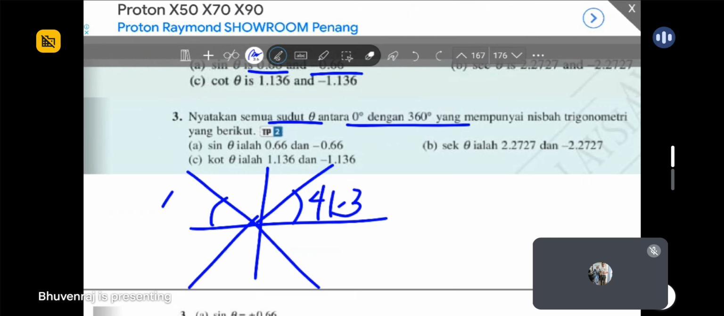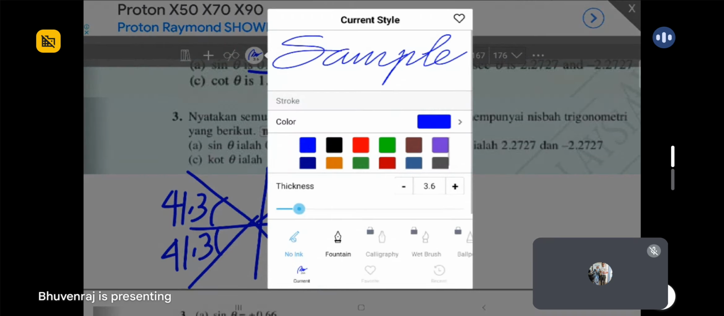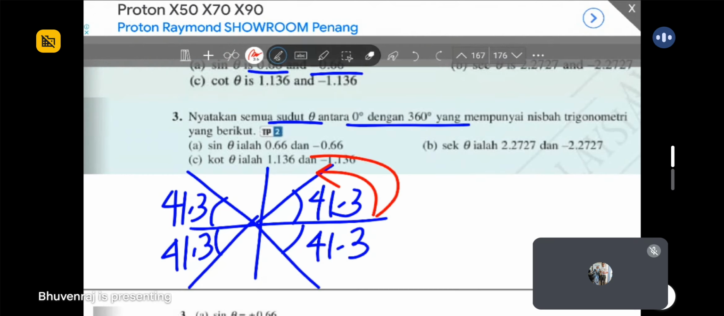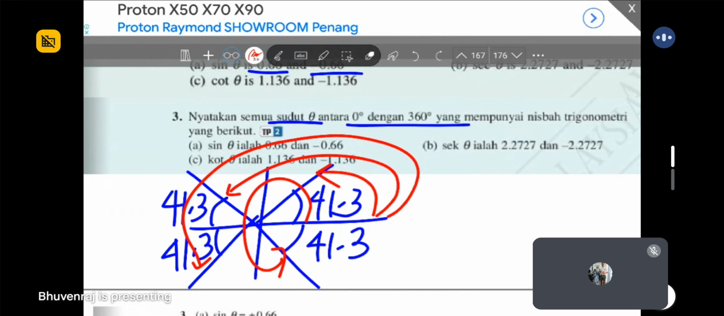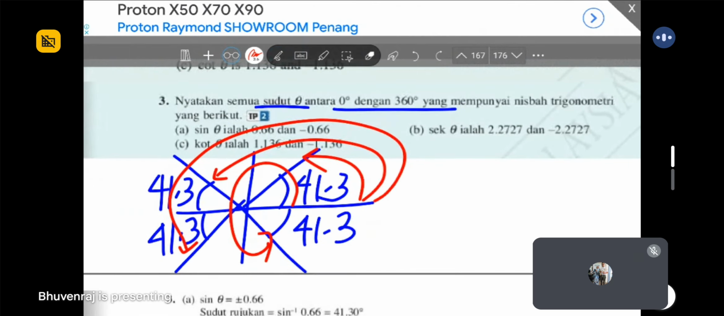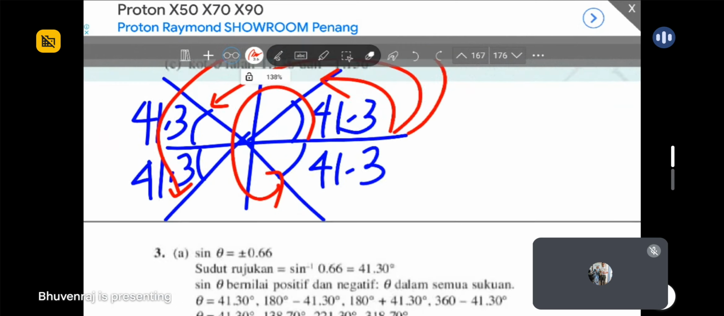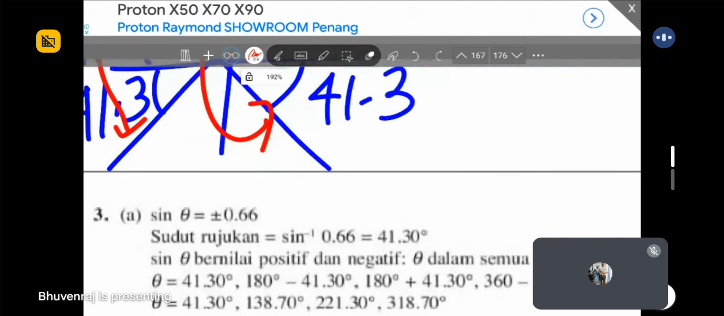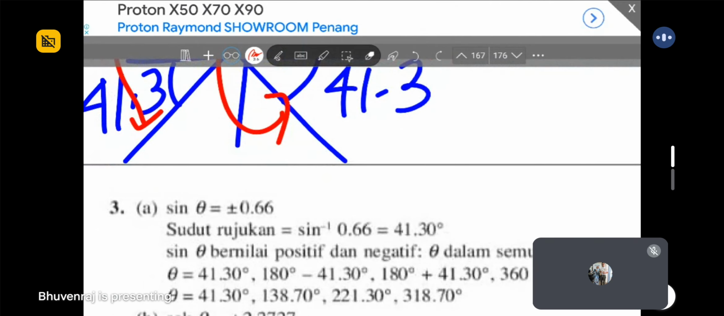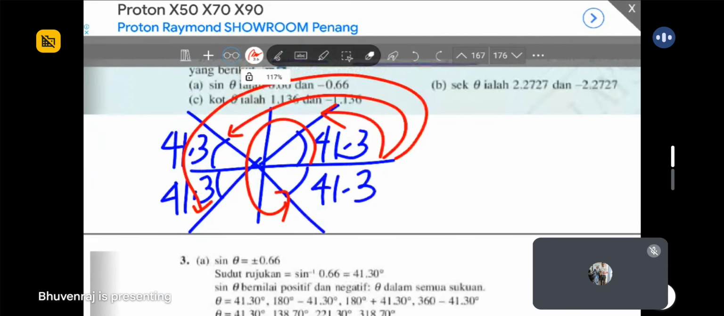41.3, 41.3, everywhere. Semua sudut sama. So now you just need to measure the angles. Ukur sudut saja, one by one. So you can actually have 4 possible answers: 41.3, 180 minus 41.3, 180 plus 41.3, 360 minus 41.3. So these are all your answers. Semua jawapan. So you will have 4 possible answers. 4 jawapan.